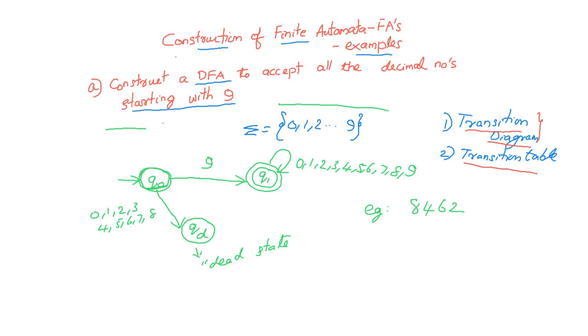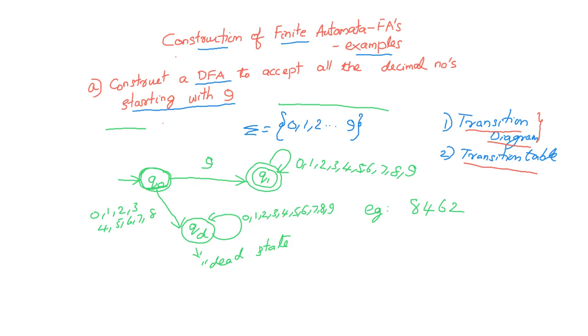Again, don't forget to draw all the transitions. From QD, if you are getting anything, 0, 1, 2, 3, 4, 5, 6, 7, 8, and 9, you stay here in QD itself, because your starting symbol was not 9. Let's go through this example, and it will become more clear to you when we are working on it.